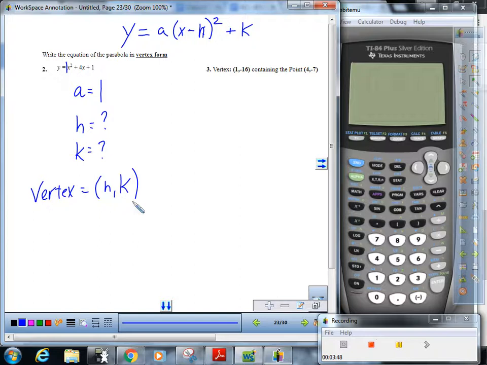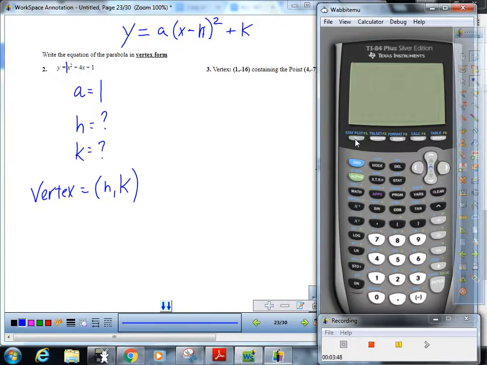Graphing calculator, okay? So, y equals, clear what we had last time, x squared plus 4x plus 1, graph it. There's 2 ways to find the vertex. First, I'll show you by the table, because I think you guys like using the table. You look for your symmetry.